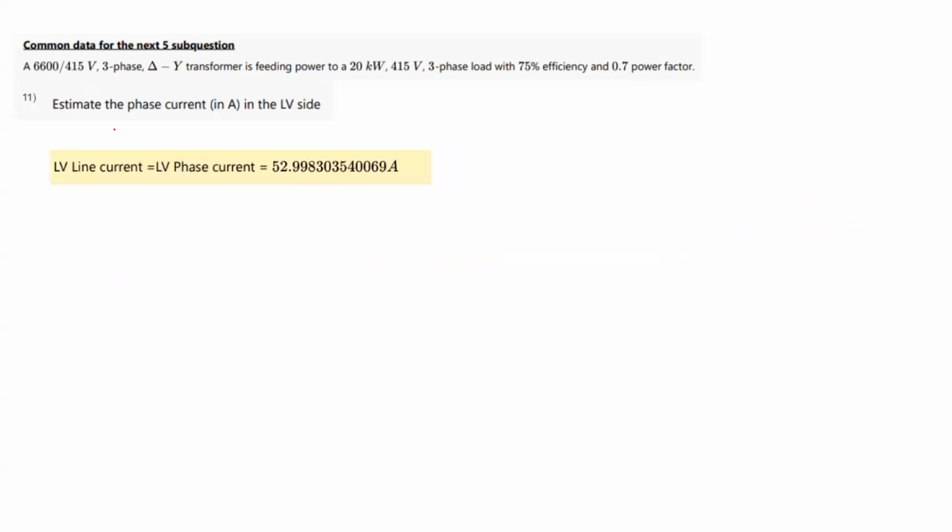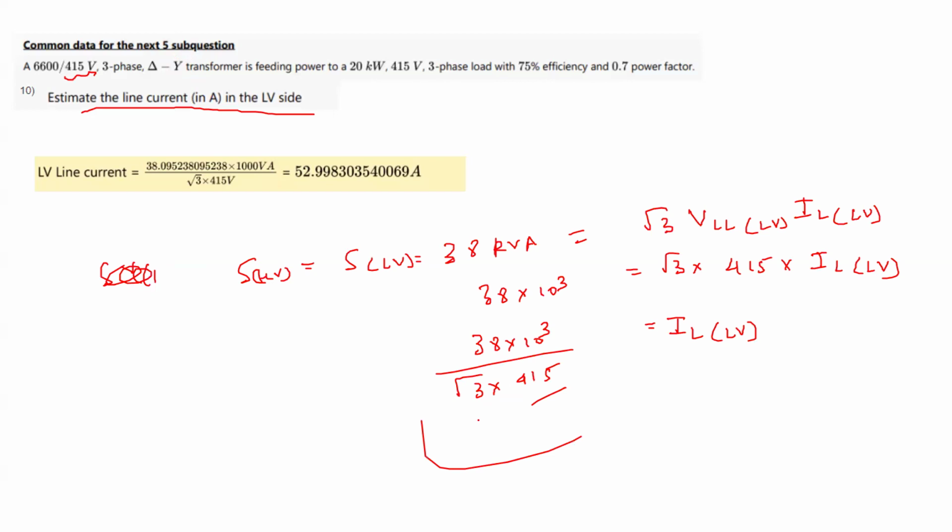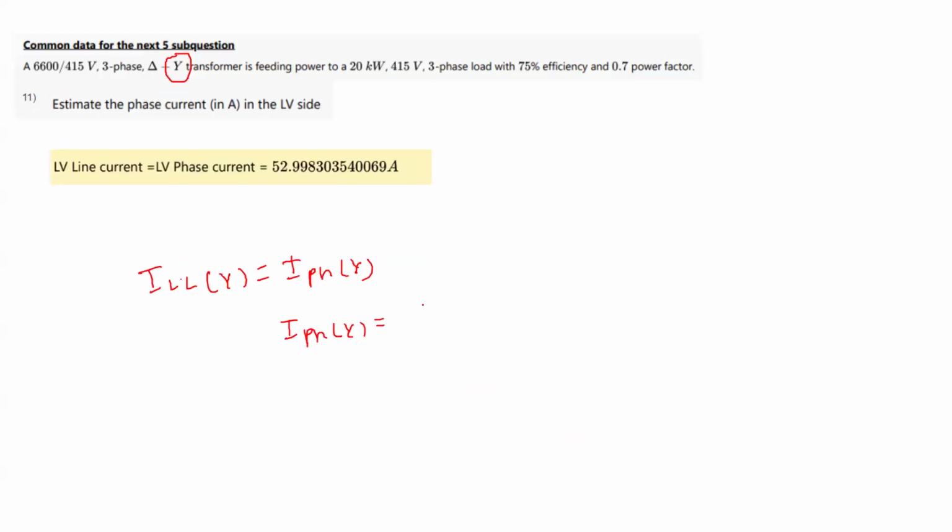Now we have to calculate the phase current in the LV side. LV is star, and for the star, I line star is the same as I phase star. So I phase star is the same as the previous question, same as this value, 38 kVA by root 3 times 415. That is it for this week's assignment.